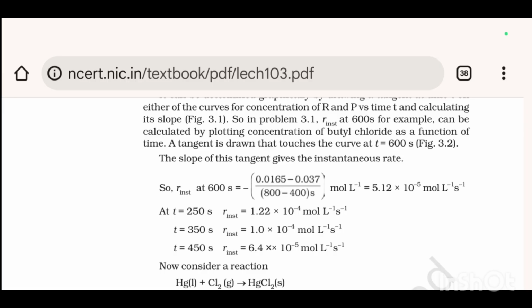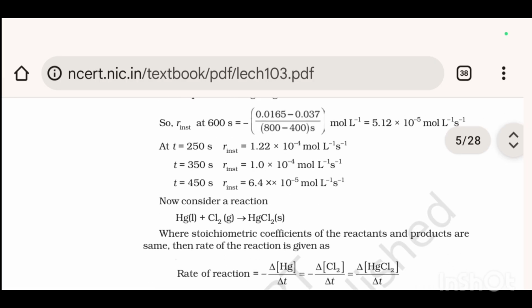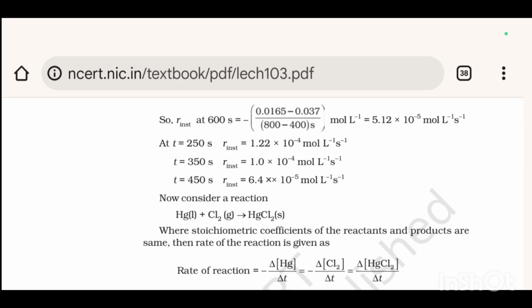At t equals 250 seconds, the instantaneous rate will be 1.22 into 10 raised to the power minus 4 mole liter inverse second inverse. At t equals 350 seconds, the rate will be 1.0 into 10 raised to the power minus 4 mole liter inverse second inverse. And at t equals 450 seconds, the instantaneous rate will be 6.4 into 10 raised to the power minus 5 mole liter inverse second inverse.